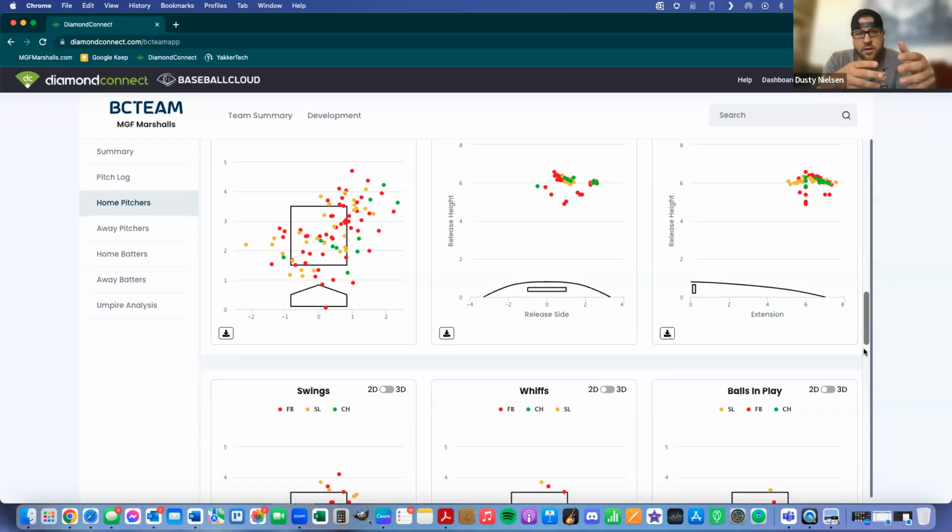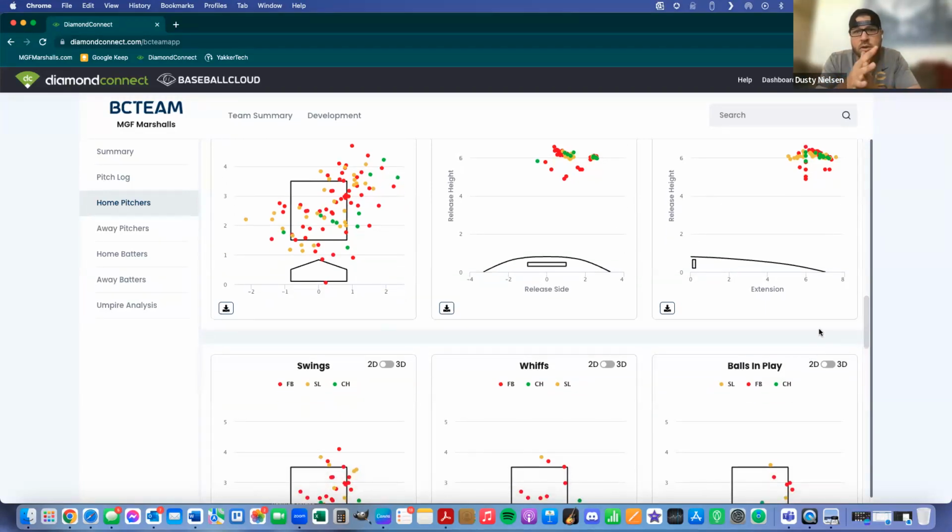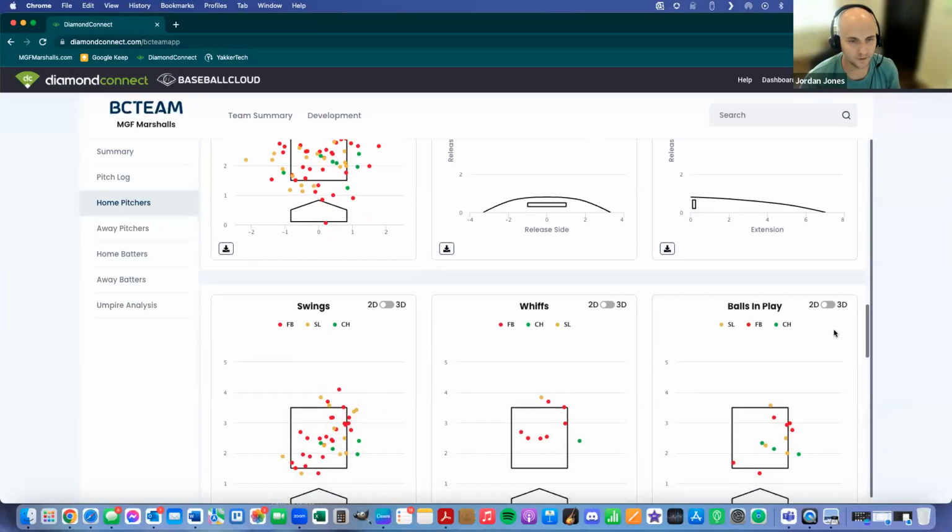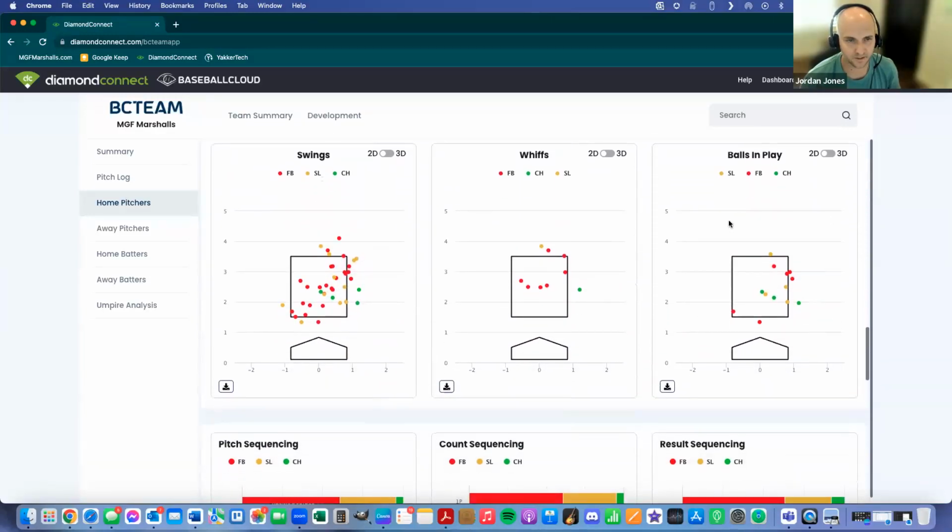So let's work on this in our catch play. And then hopefully over time we cluster up, we're a little tighter, and then we can compare that to what the most refined pitchers in the game are doing. Yeah, exactly. Perfect.